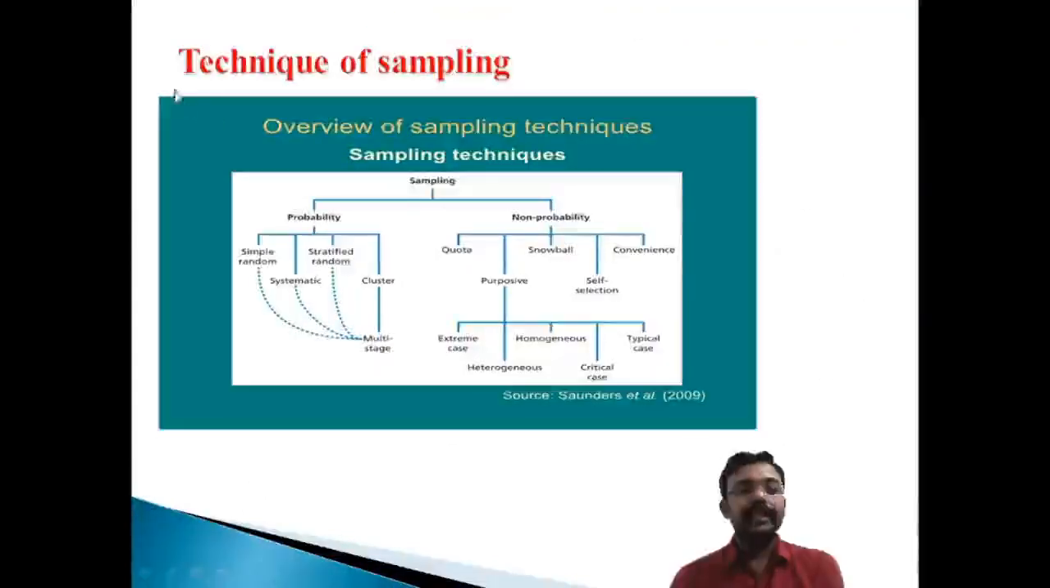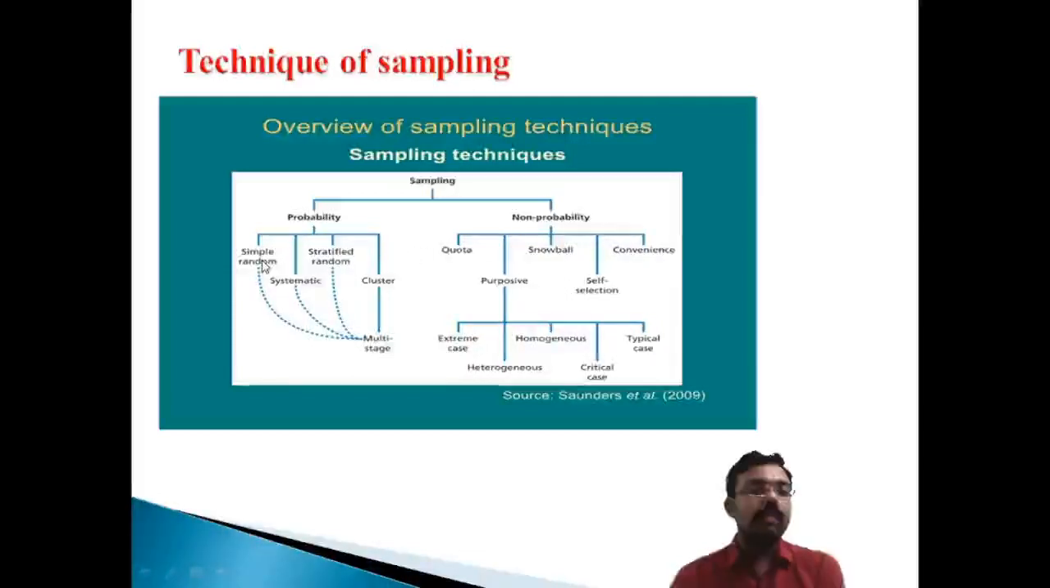Okay, next, moving to the techniques of sampling. The sampling methods can be classified into two important methods: one is probability, and another is non-probability. Probability means there is an equal chance of getting selected, and non-probability is sometimes the convenience of the researcher.